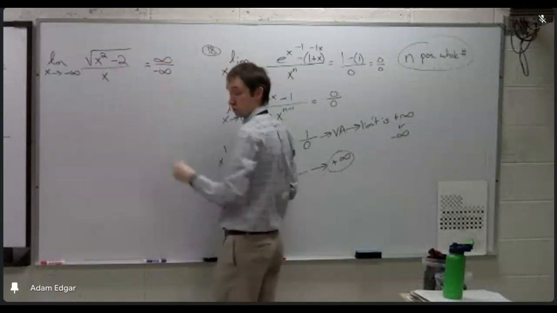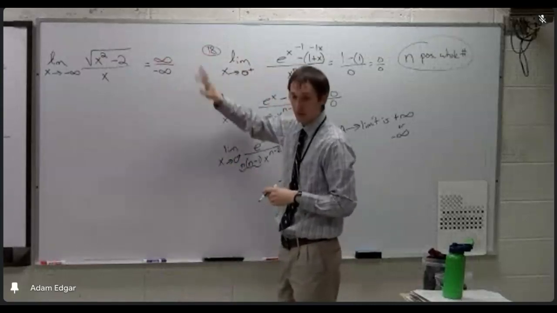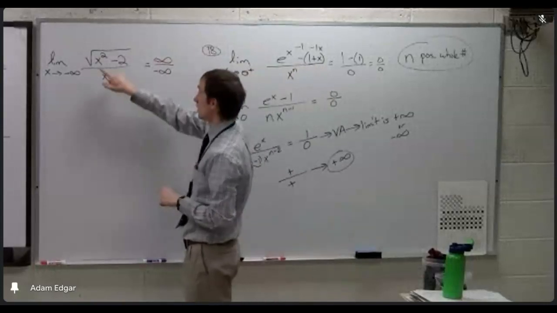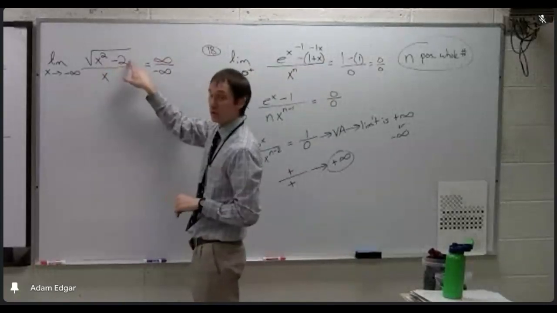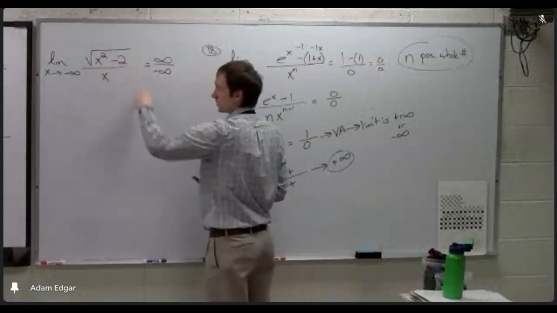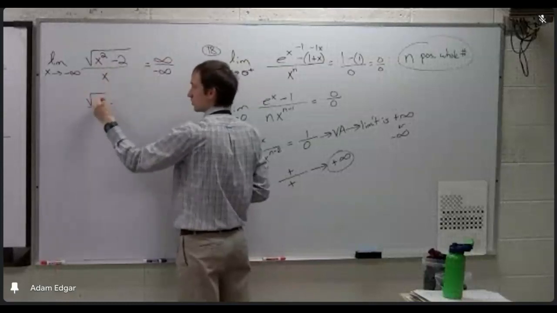So could we L'Hopital this? Yeah, we could. Because it's infinity over infinity, the signs don't matter. But we can pre-calc it because we know x squared beats up 2 when x is huge, right? So the only thing that really matters in the numerator is the square root of x squared.